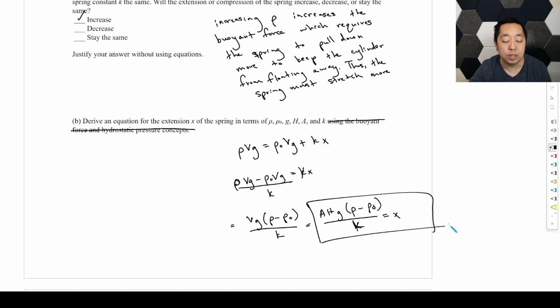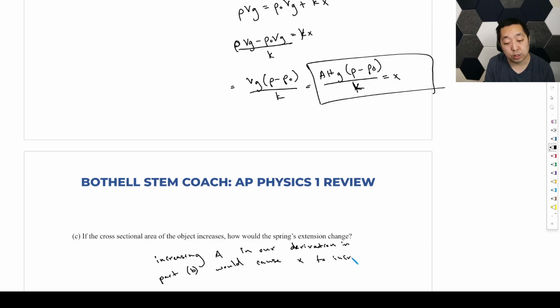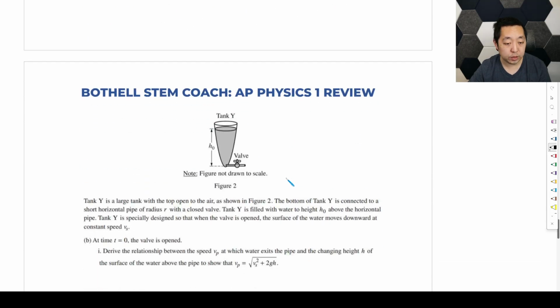All right, so now when we're asking if the cross-sectional area increases, this part increases and everything else stays the same, so x is going to increase. So increasing A in our derivation in part B would cause x to increase. We just want to connect that and make sure we understand from our derivation that when A goes up, x will increase. Okay, let's look at another one here.